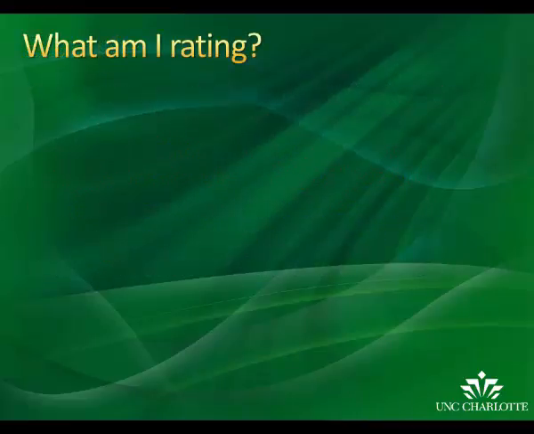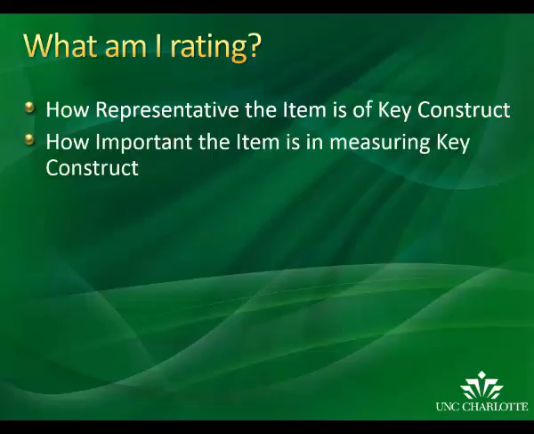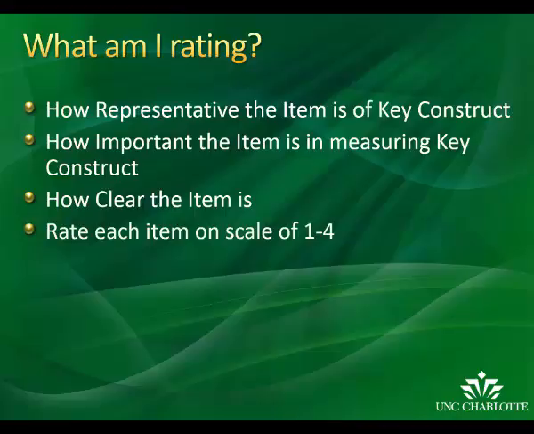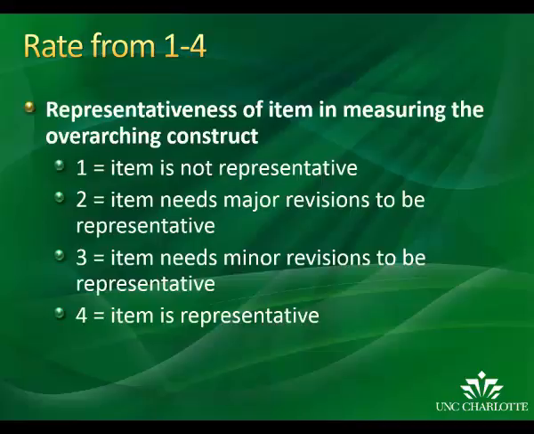So what is each reviewer actually rating? Each item on the response form is rated in terms of how representative the item is in measuring the key construct, how important the item is in measuring the key construct, and how clear the item is. Each item is rated on a scale from 1 to 4. The first thing to assess will be representativeness. Using a scale from 1 to 4, reviewers will rate the representativeness of each item in measuring the identified overarching key construct.